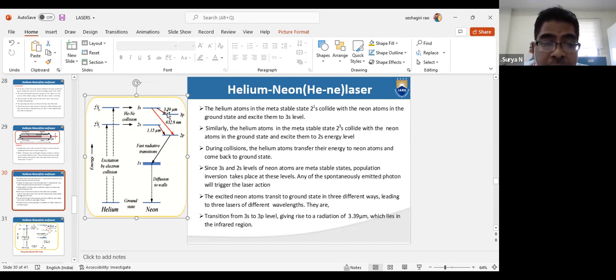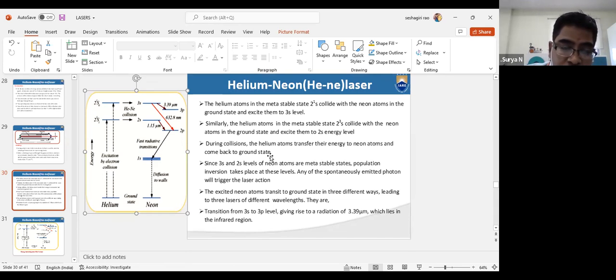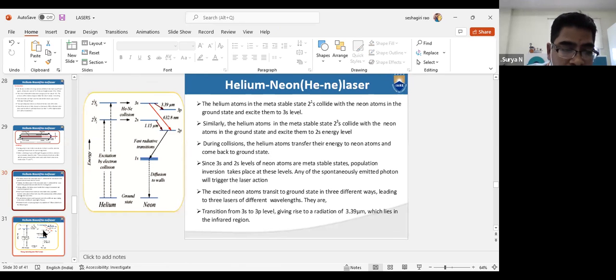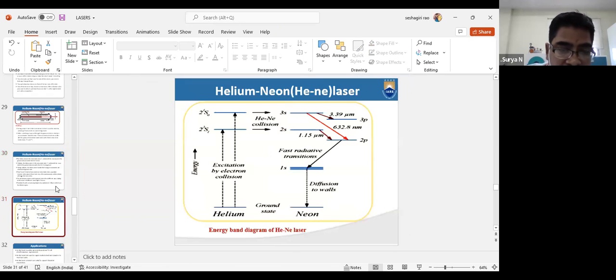But where should the transition we need take place? It should take place between 3s and 2p. So how much wavelength should be emitted? It should be emitted around 6,000 angstroms, that is 6328, sorry, it is not millimeters, 6328 angstroms. So that much wavelength has to be emitted from the 3s level to the 2p level. Then from the 2p level a fast radiative transition should take place. Is it clear?